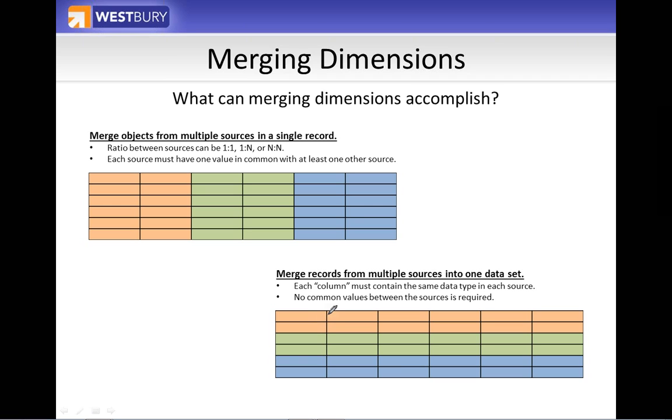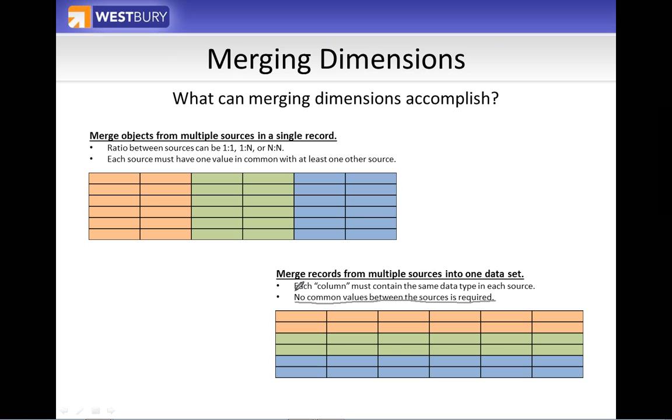So this would commonly be referred to in SQL terms as a union, where you've got two queries. As you can see here in the second bullet point, you don't need to have a common value between the two sources in this case. There doesn't need to be a common denominator, because we're not really relating the data from one source to the other. We're simply taking the results of these multiple data sets and concatenating them into one data set.